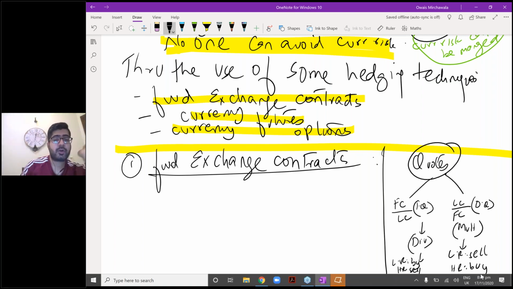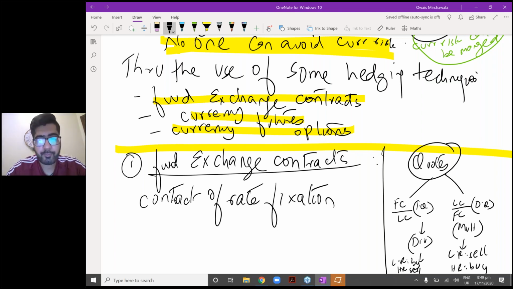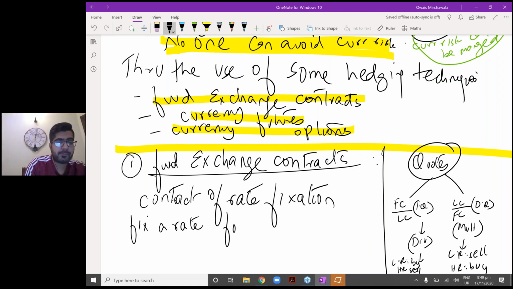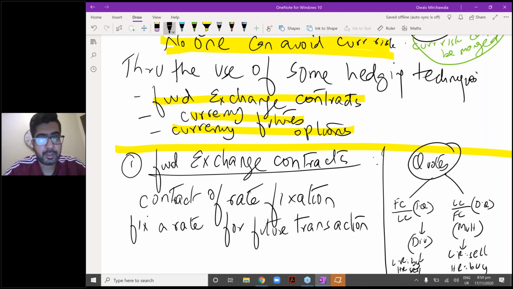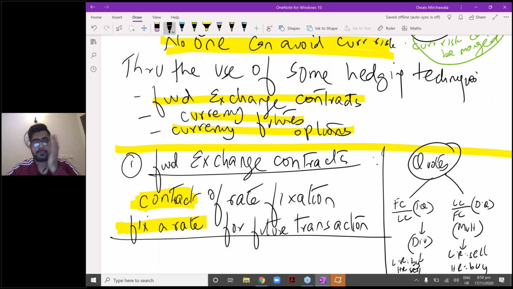The first technique is forward exchange contract. A forward exchange contract is basically a contract of rate fixation in which we fix a rate for a future transaction.